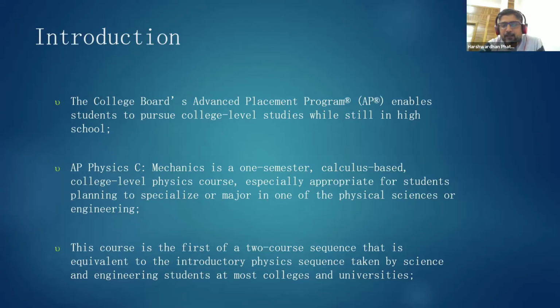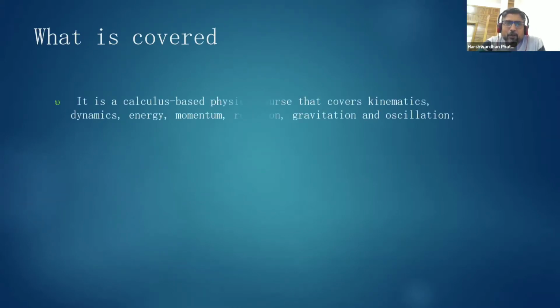This course is the first of a two-course sequence that is equivalent to the introductory physics sequence taken by science and engineering students at most of the colleges and universities. The first one is this AP Physics C Mechanics. The second one is the AP Physics C Electricity and Magnetism. So it's a part of this two-course sequence. What is covered in this exam? Okay, so we'll briefly talk about the syllabus.